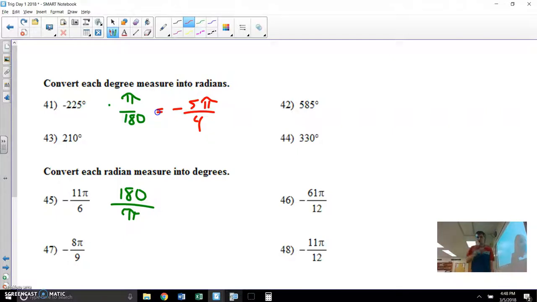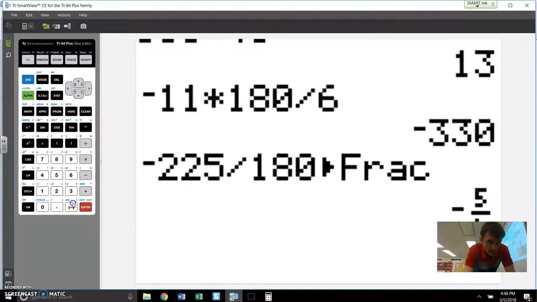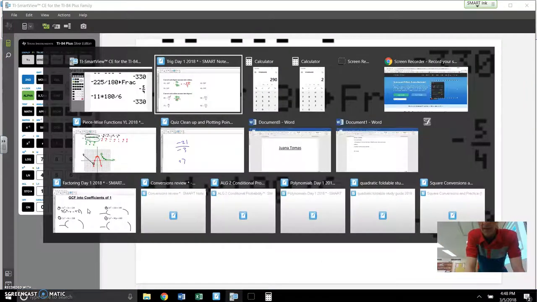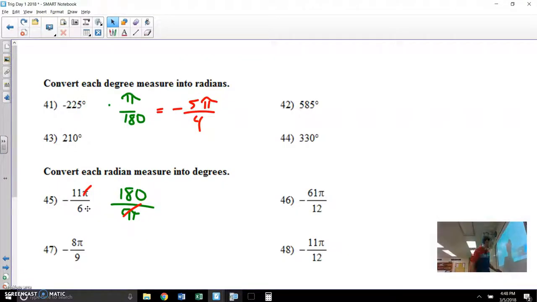Going the other direction is very similar. The pi's actually cancel out, so you'd never actually put pi in the calculator going from degrees to radians or from radians to degrees. It's more about just letting the calculator simplify these other values, like negative 11 multiplying by 180, and when you divide that by 6, we can see what that would be, and it's looking like that's giving me negative 330 degrees.